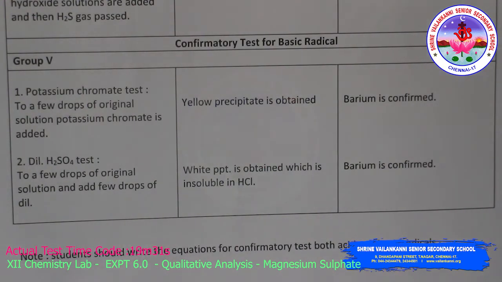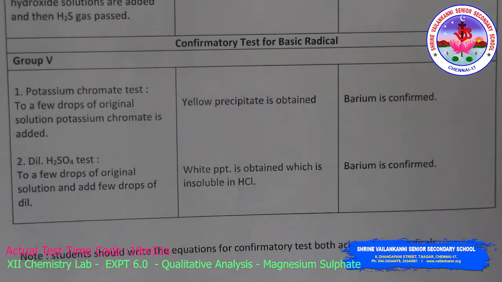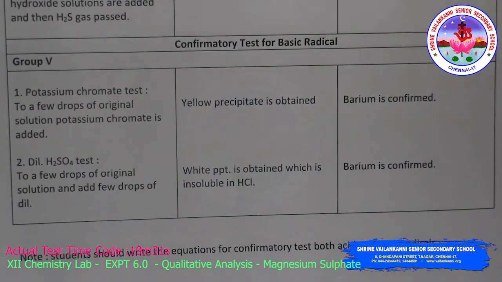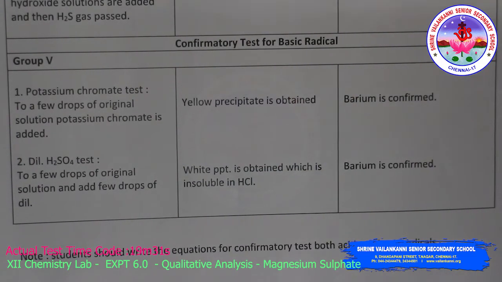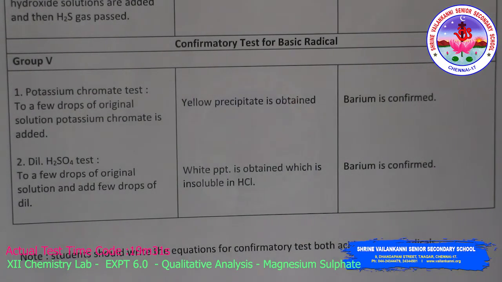Okay, so this is the systematic way to write the procedure. After the confirmation tests for both acid and base radicals, you have to report the salt. Here it is barium chloride: barium is the basic radical and chloride is the acidic radical.